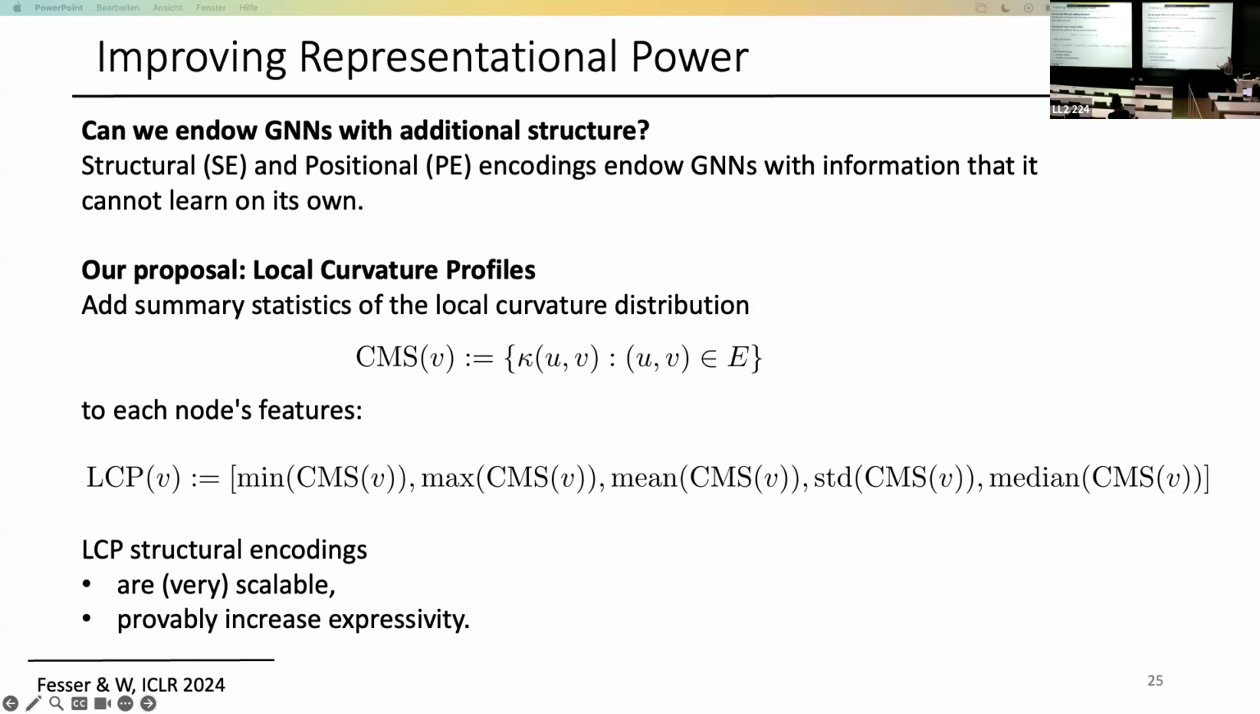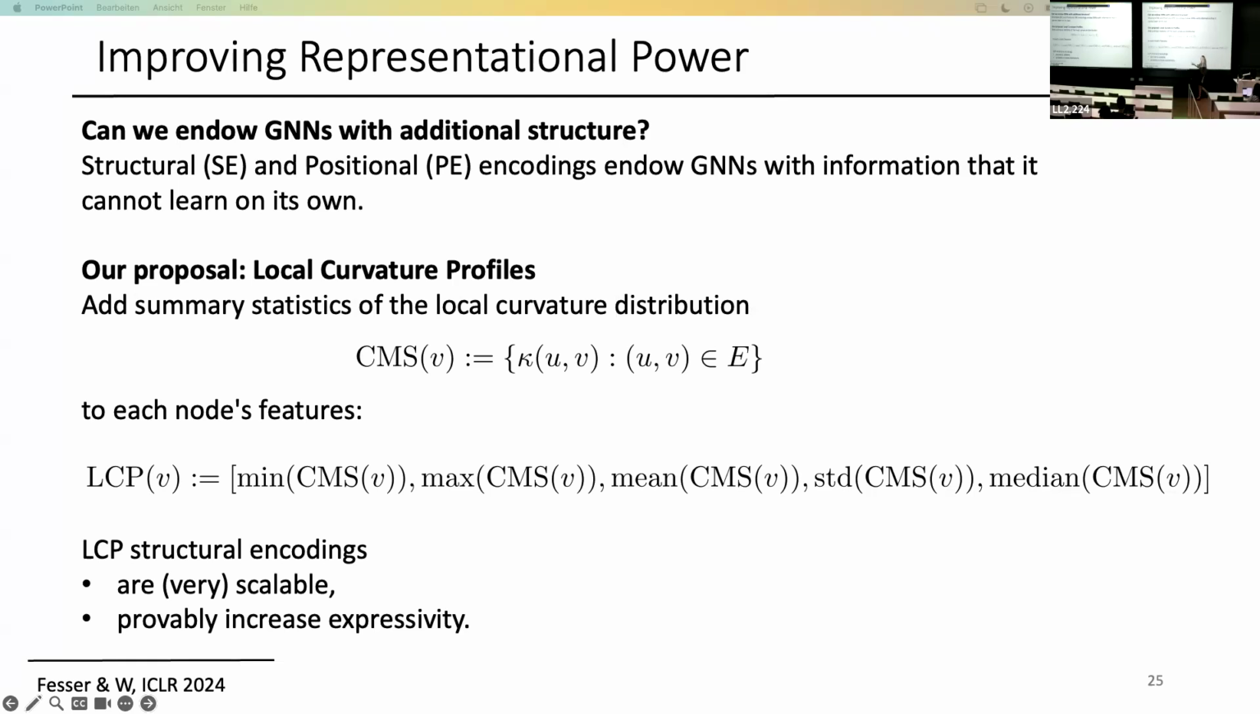Okay, so how can we give the network access to a curvature characterization? It's a fairly simple fix here. We use so-called curvature profiles. So again, this is a pre-processing routine. Before we even start the message passing, we pre-compute the curvature of all edges in the graph, and then we attach to each node a set of summary statistics.